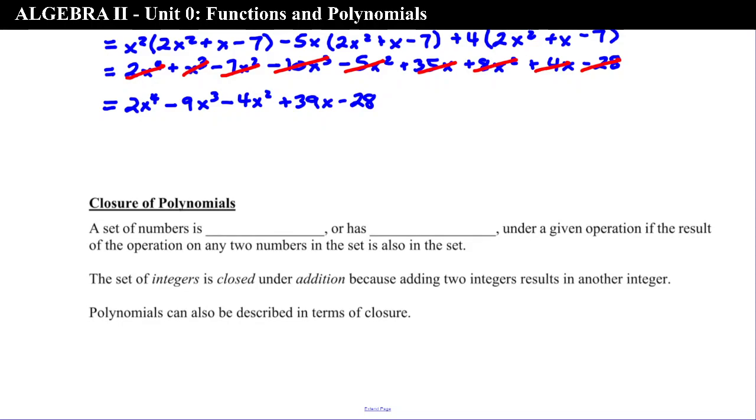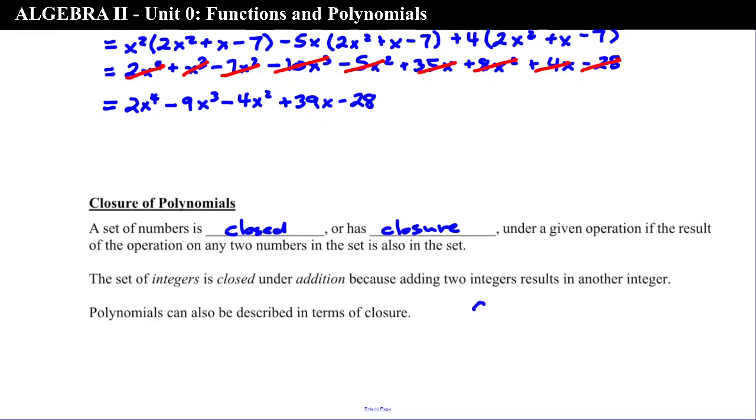So we have a set of numbers being considered closed, or we can say that it has closure under a given operation if the result of the operation on any two numbers in the set is also in the set. So, for example, the set of integers is closed under addition because adding two integers results in another integer. Let me give you a quick example of that.